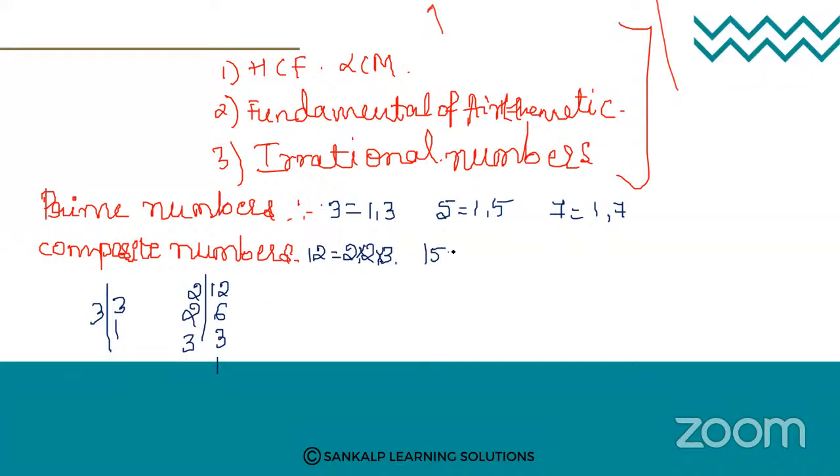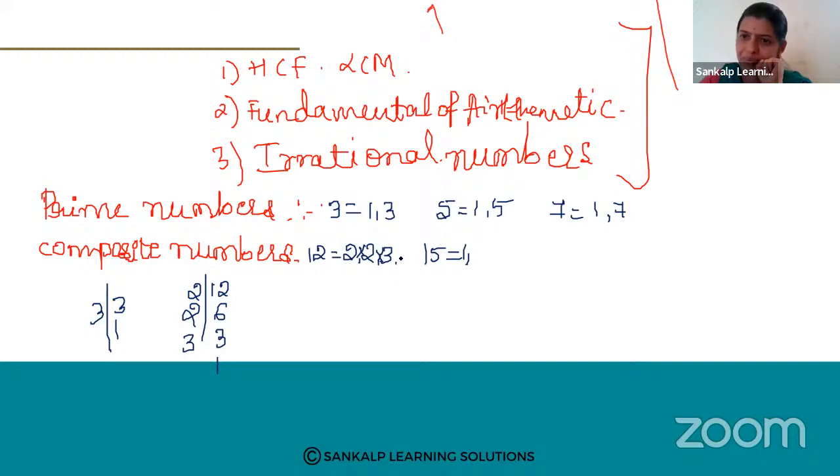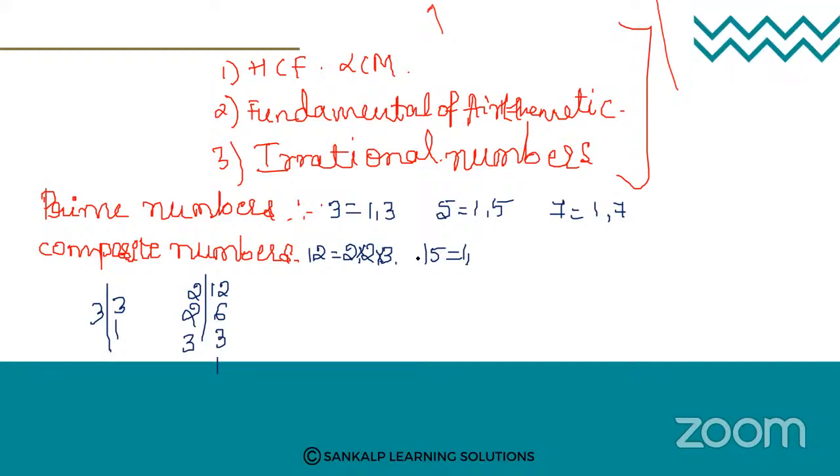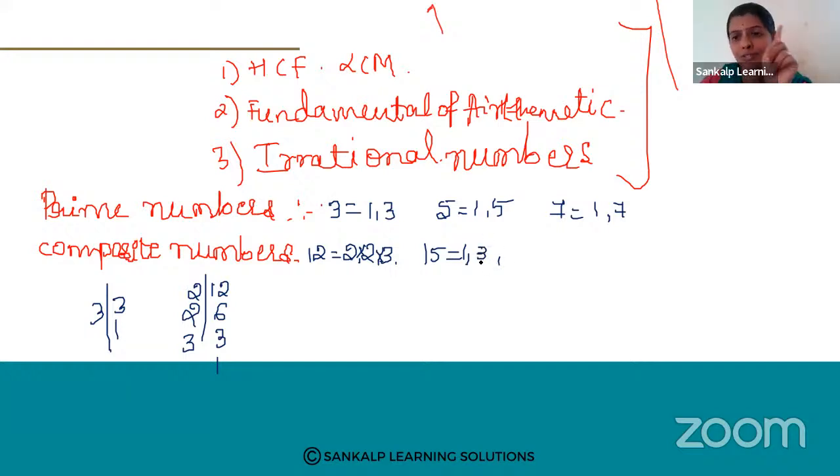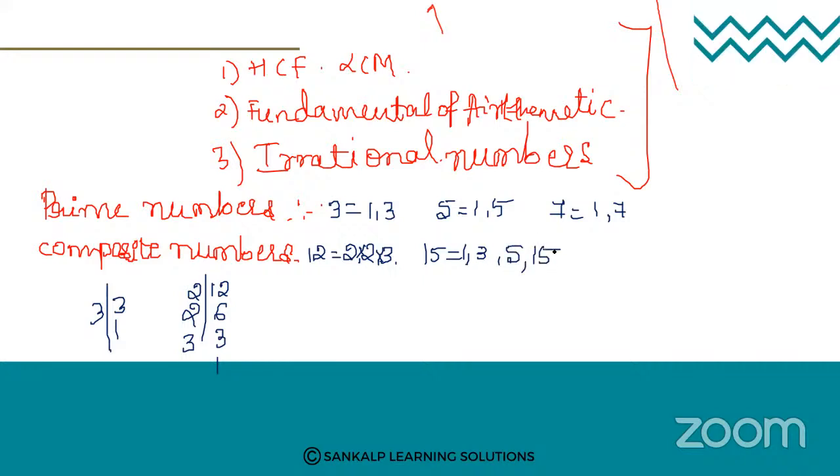Now, tell me the factors of 15. 15 will come in the table of 1. Next, does it come in the table of 2? No. So 3 5s are 15. Next, 5 3s are 15. Next, 15 ones are 15.